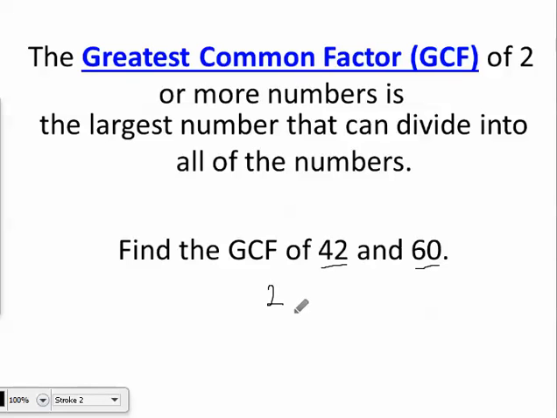Well, it's not. You could say, well, they're both divisible by a 3 because 42 goes in there 14 times and 60 goes in there 20 times. You're right. They are both divisible by 3. 3 is not the greatest common factor. Well, they're not divisible by 4 or 5. You know what? They're divisible by 6 because 6 times 7 is 42 and 6 times 10 is 60. Yes, it is. Is that the greatest common factor?